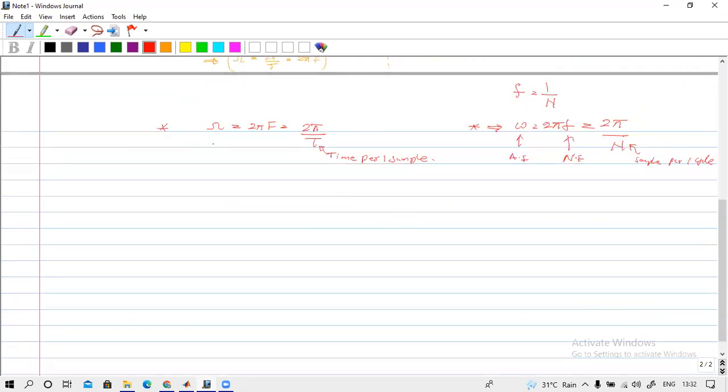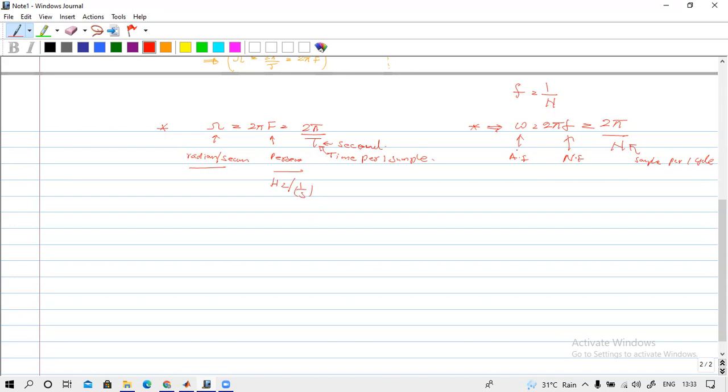Again, let me remind you of the units of these parameters. This omega is radian per second. This f is per second, that is hertz, 1 by s. And this t is normally measured in seconds, a time duration.